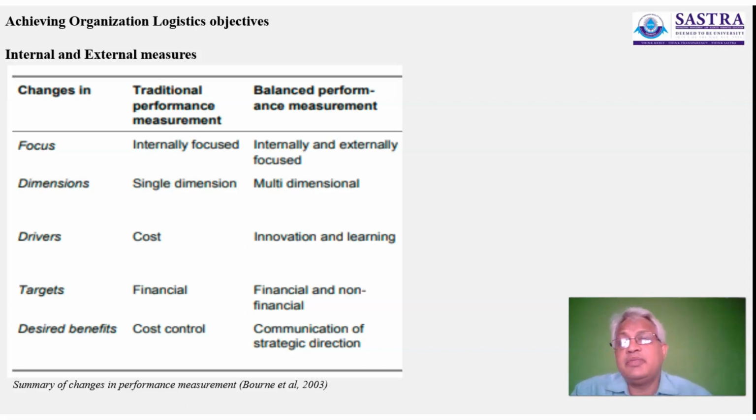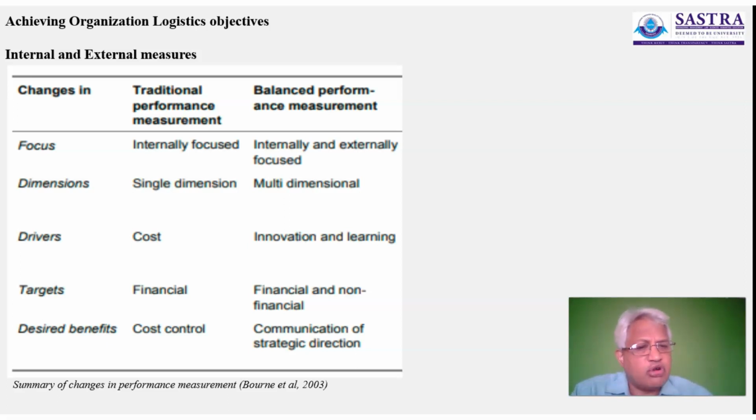So let's see. First we defined what traditional performance measurement is. As in the previous session, we covered that traditional performance measurement was purely focused on cost. That means these were all financial measures, and obviously they were internally focused. So, internal measures evolved because traditionally firms were focusing only on cost metrics.